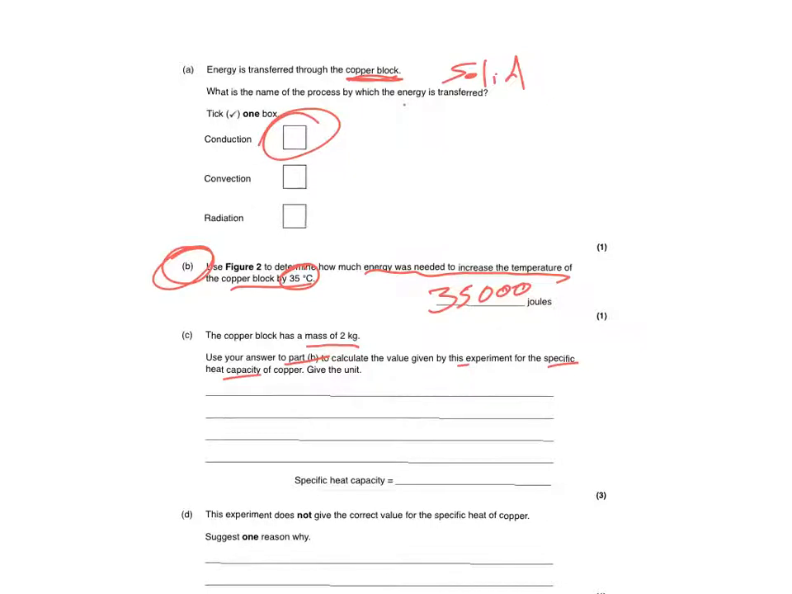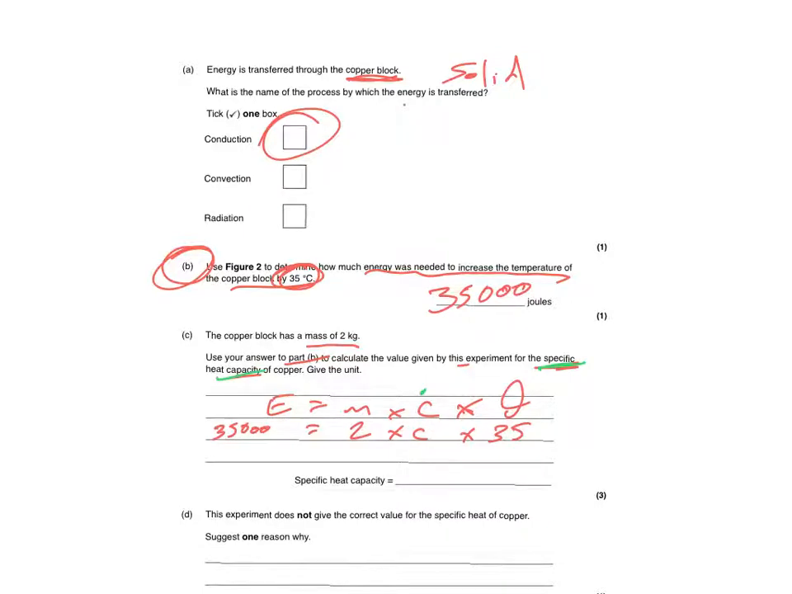So this is actually on your equation sheet. You write down the equation. Energy is mass times the specific heat capacity we're trying to find here, times the change in temperature. Well, we know the change in temperature, that was 35, so let's substitute that in. C is what we're trying to find out. The mass is 2, and the energy is 35,000.